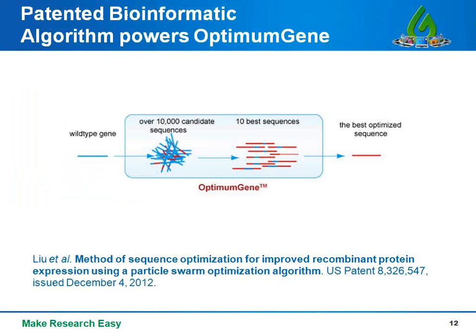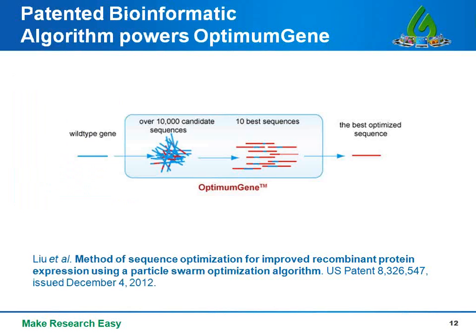Well, in fact, we hold a patent on our method for using a particle swarm optimization algorithm to power the OptimumGene software. And essentially what we do is an in silico evaluation of over 10,000 candidate sequences in each round of analysis, and we have a complex sorting matrix that then selects the best sequence for each gene optimization task.